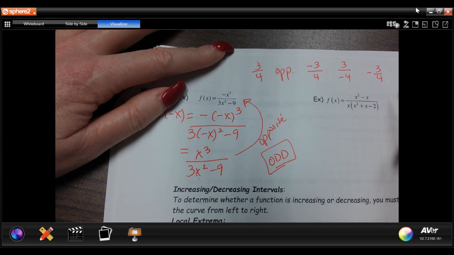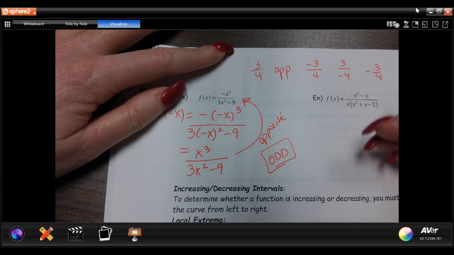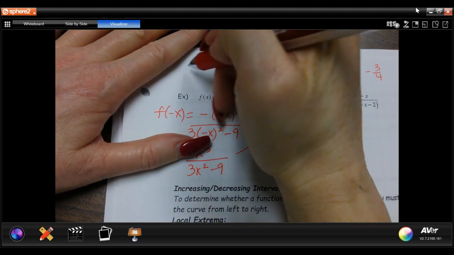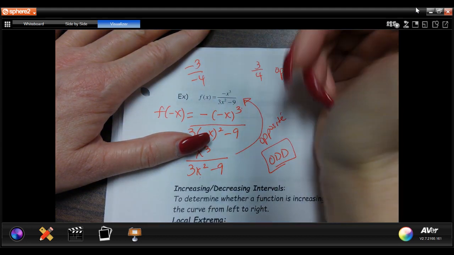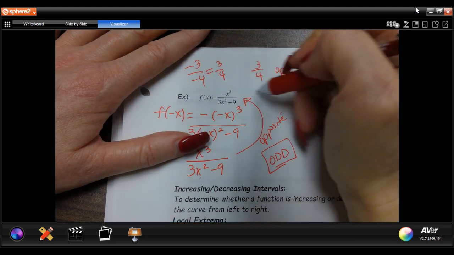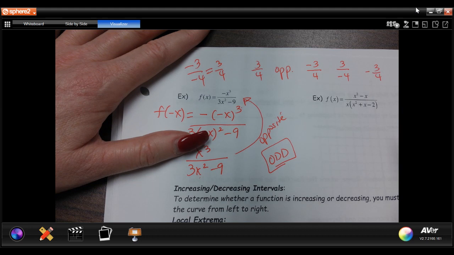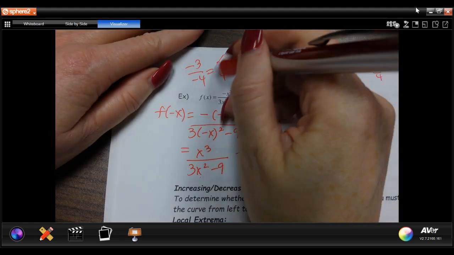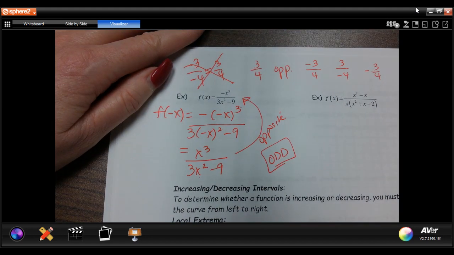So because it's a fraction, either the numerator or denominator needs to be negated, not both. Because if both were negated, if I had negative 3 over negative 4, that's positive 3/4. That would be the same as the original. So you don't want that. You want just one negated.